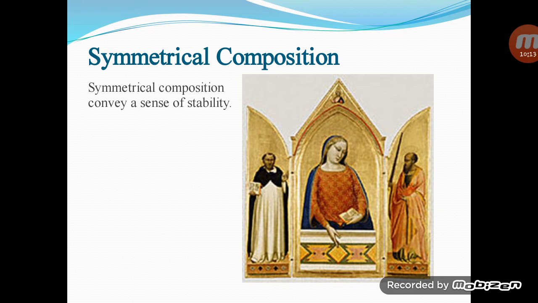In this example, a single large figure in the center is flanked by a smaller figure on either side. The shape of the artwork itself is also symmetrical. A vertical line bisecting the image would create two equal halves that are mirror images of one another.